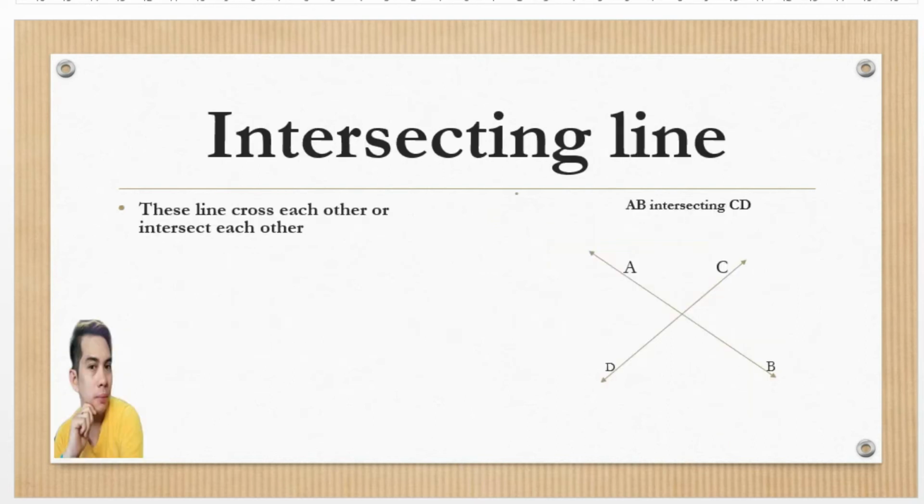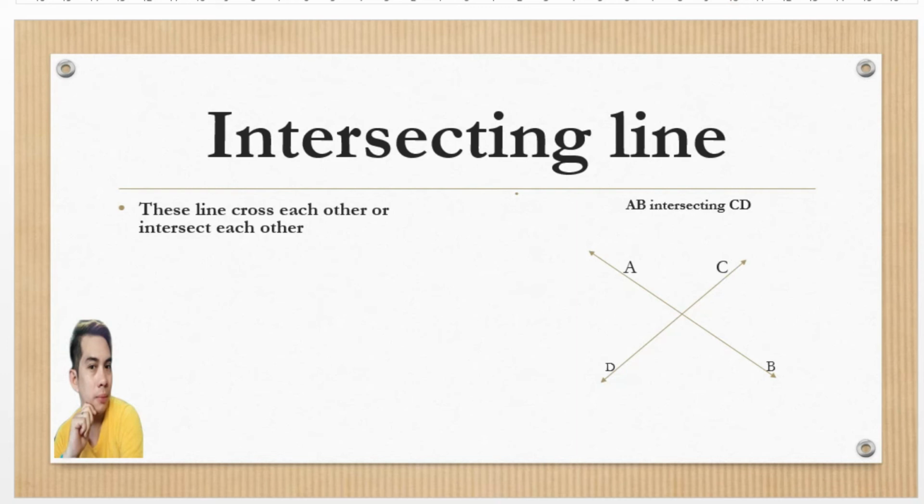Next, intersecting lines. Intersecting lines are lines that cross each other or intersect each other. So, for example, this is the line. So, mapapansin po natin yung dalawang line na to. Nagtagpo po sila sa gitna or nagmi-meet po sila sa gitna. So, line AB intersects line CD. So, they cross each other. Kaya nga tinatawag natin intersecting lines. So, they cross each other. Nagmi-meet po sila sa gitna or nagtatagpo po silang dalawa. So, line AB intersects line CD.